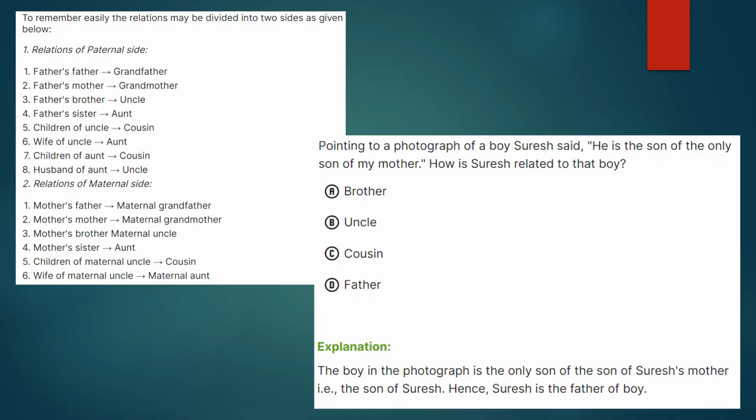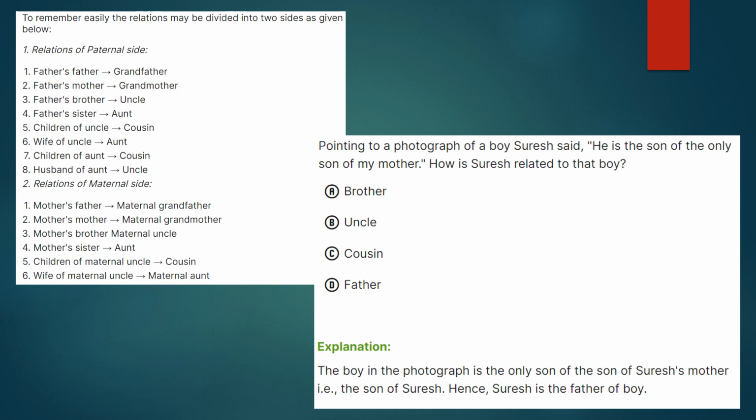Going deeper, whenever you're solving the problem, you have to keep it in your mind. This left hand side chart, which shows the relations of the paternal side and the maternal side, should be available and you should learn this. Once the chart is ready with you, initially while solving the questions, keep this chart ready so that you don't get confused. Once you keep on solving the problems, you'll get used to it and later you may not require the chart.